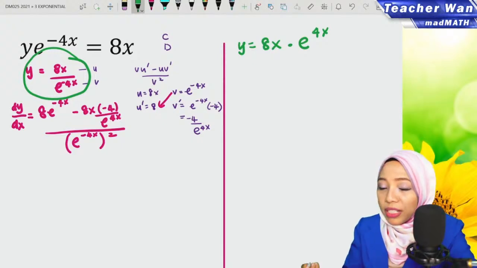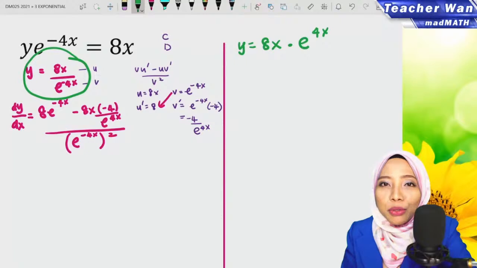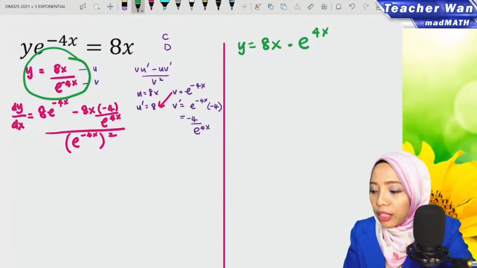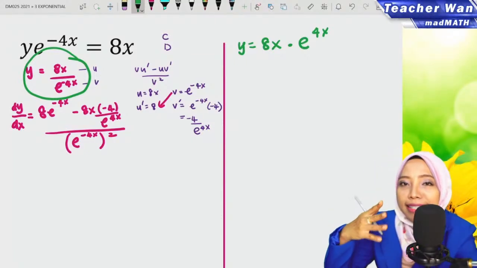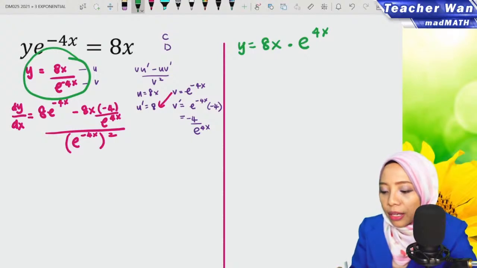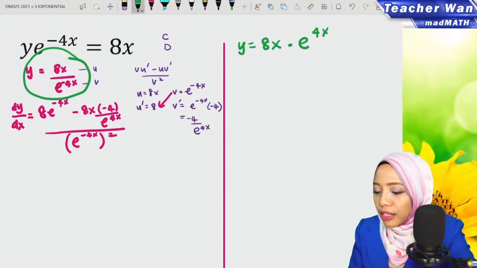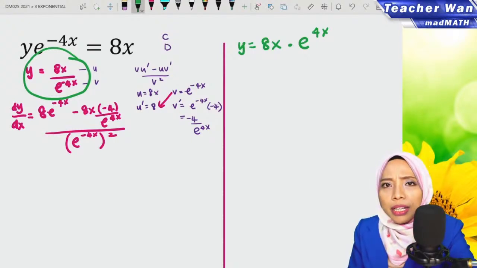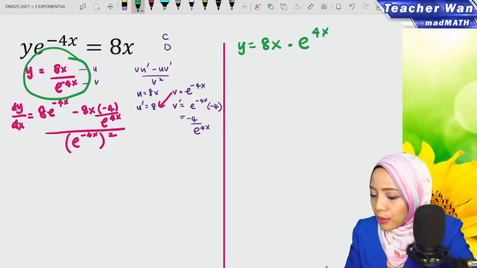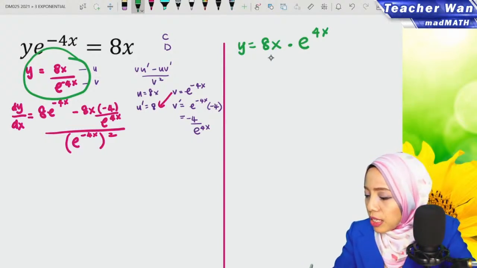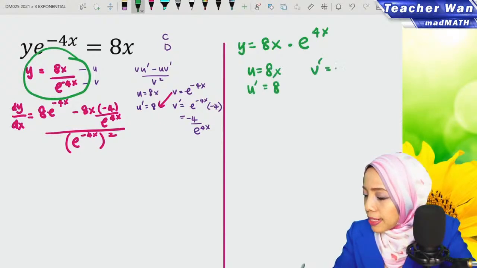So this will consist of the product rule. We don't need to do the quotient rule, with the negative, having to equalize the denominator and solve. It's quite tedious. So this is the best. So this is your u. Your u is 8x. Your u prime is 8. Your v is exponent 4x. Your v prime would be 4e to the power of 4x.